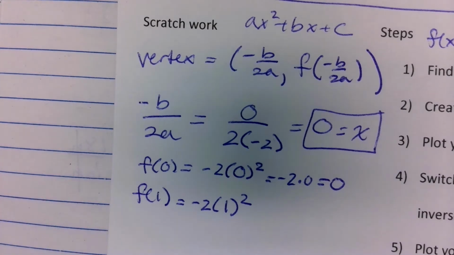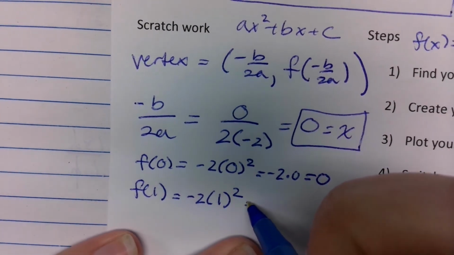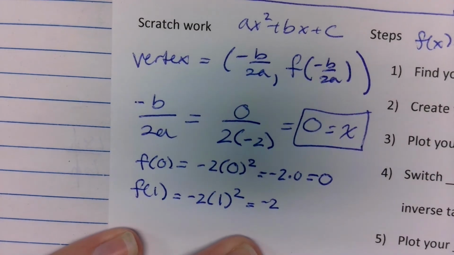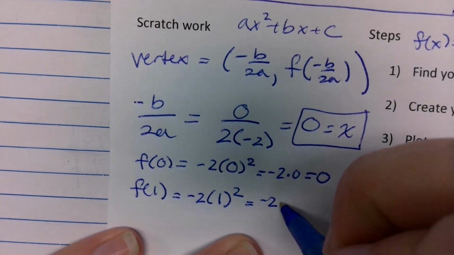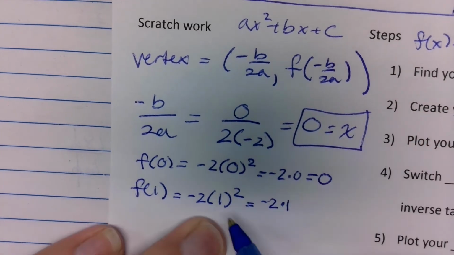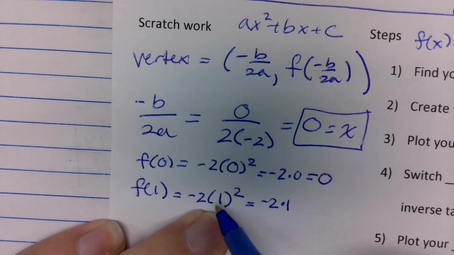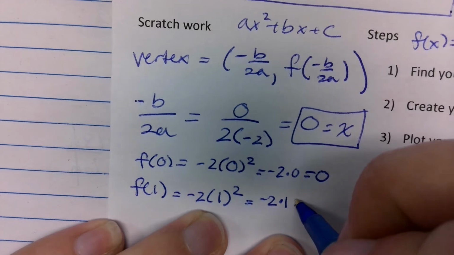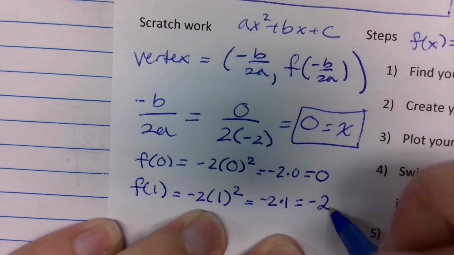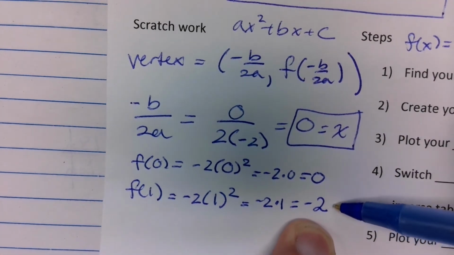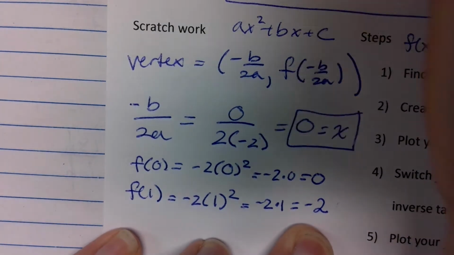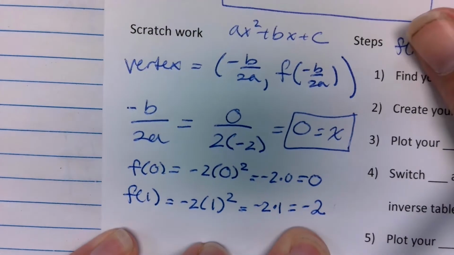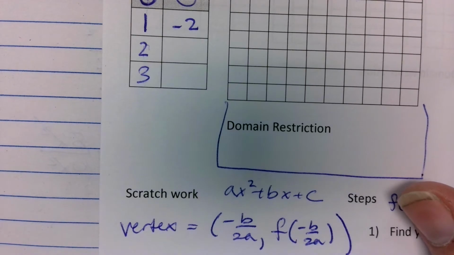What's 1 squared? What's 1 times 1? Right? Squared means I multiply it by itself. So 1 times 1. What's negative 2 times 1? So I'm going to put this negative 2 back up on the table by the 1.